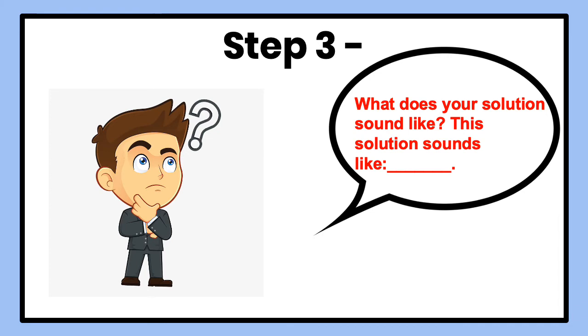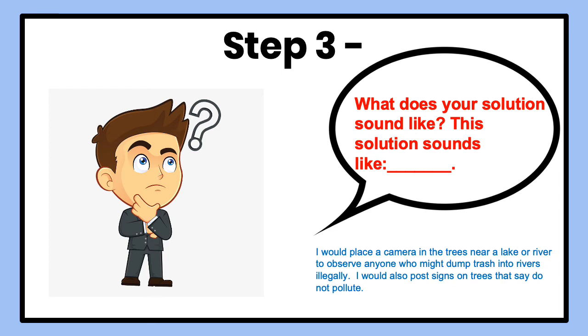Now that you have had a chance to discuss what your solution would sound like and what you would say, here is what I would say for the solution I chose. This solution sounds like, I would place a camera in the trees near a lake or river to observe anyone who might dump trash into rivers illegally. I would also post signs on trees that say, do not pollute. What did your solution sound like?